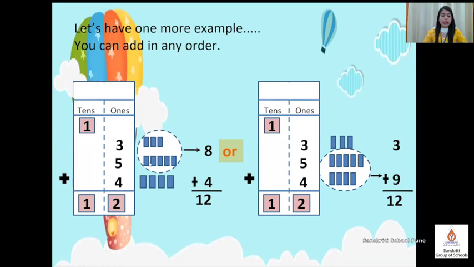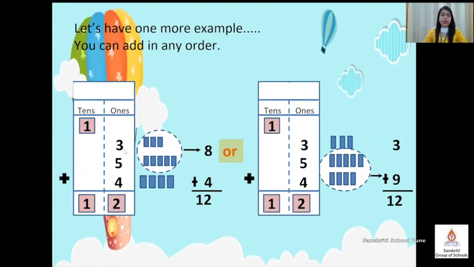Now let's see this. We have 3, 5 and 4. Again, all the three numbers are single digit here. So what do we do? We write it under ones place. Now we are going to add the first two numbers, and whatever answer we get, we are going to add 4 to it.